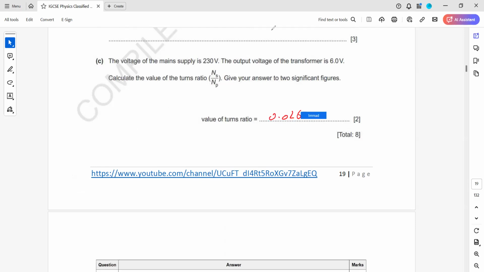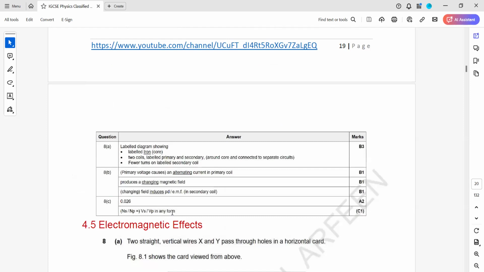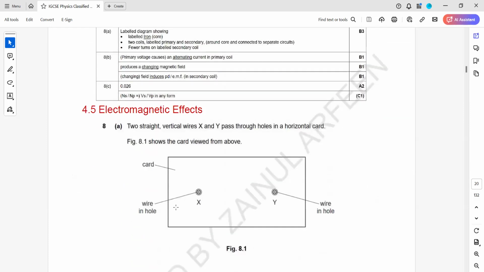When you mention 0.026, usually when they write the turn ratio, it's written 0.026, but you can also write it in fractions as well.